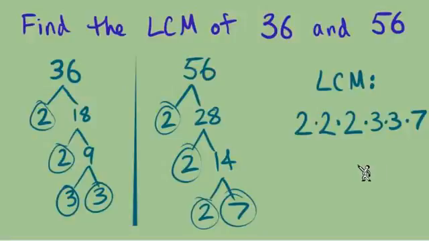And finally, let's multiply all these factors together. This is a big one, 504. Multiplying 2 times 2 times 2 times 3 times 3 times 7. And 504 is our LCM of 36 and 56. That would be a lot of hot dogs, if hot dogs came in packs of 36 and buns 56. That's a lot of hot dogs.